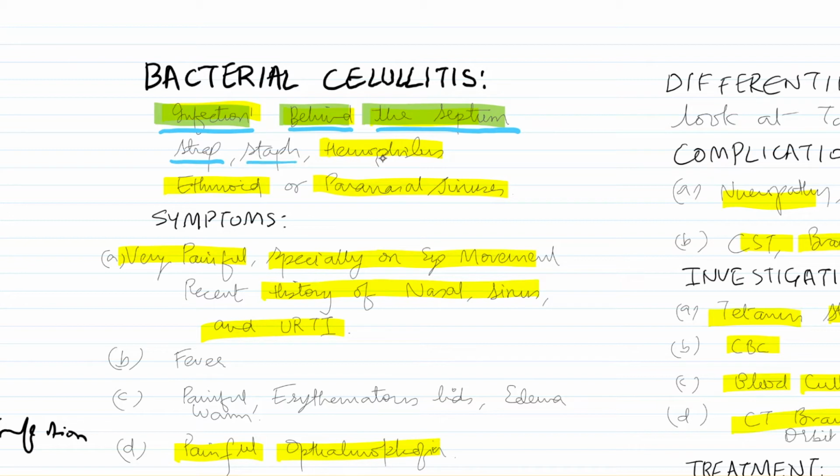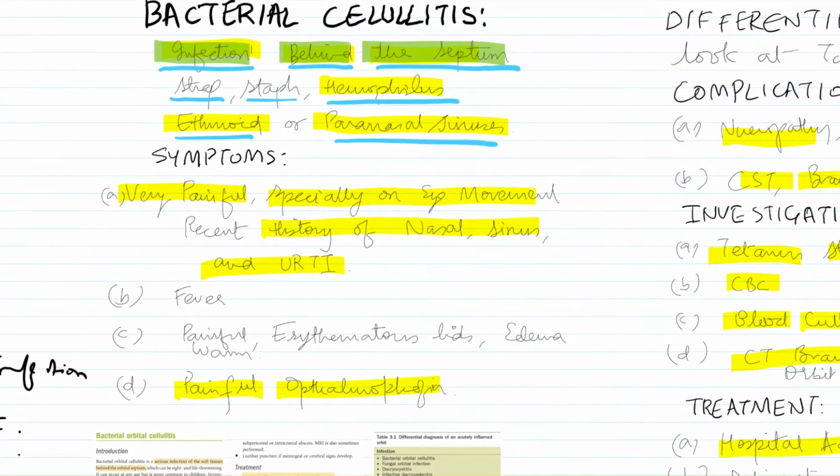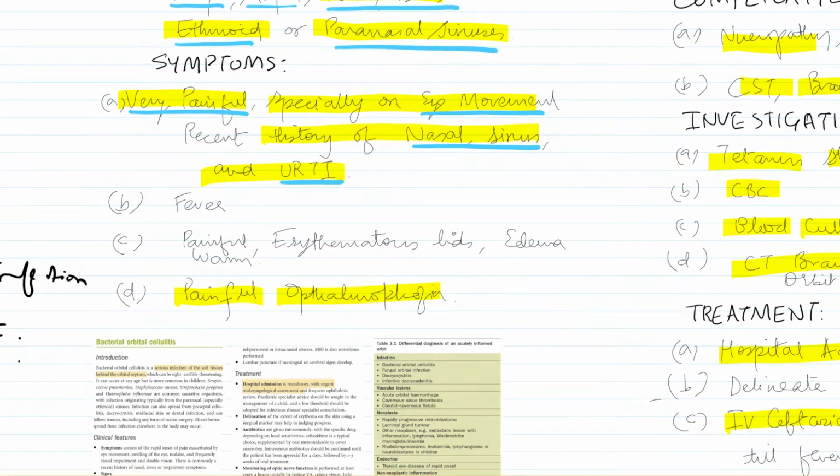You have again staph as the culprits, but you also have Haemophilus influenzae as the added culprit here. It is generally spreading from the ethmoid or the paranasal sinuses. This is very painful as opposed to the preseptal cellulitis, which was not painful. The bacterial cellulitis seems to be a lot more painful, especially on eye movement. And there is a recent history of a nasal sinusitis infection, and also it could be an upper respiratory tract infection. So be on the lookout for these sort of things.